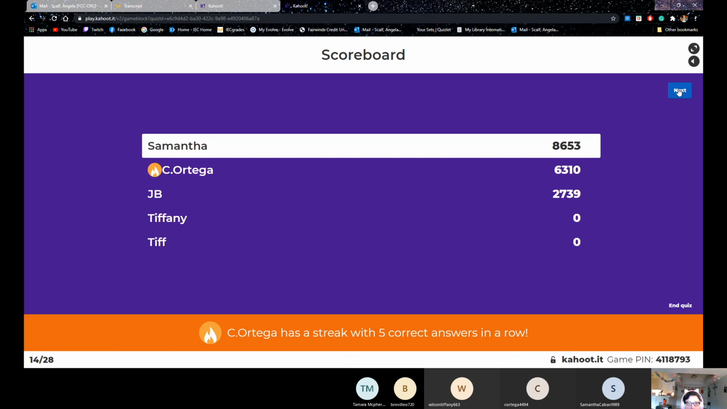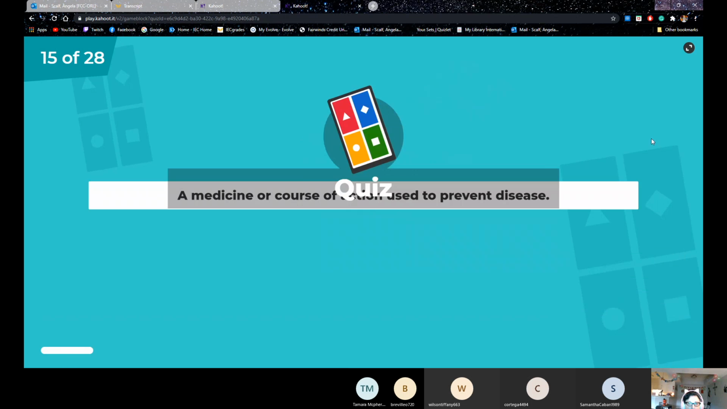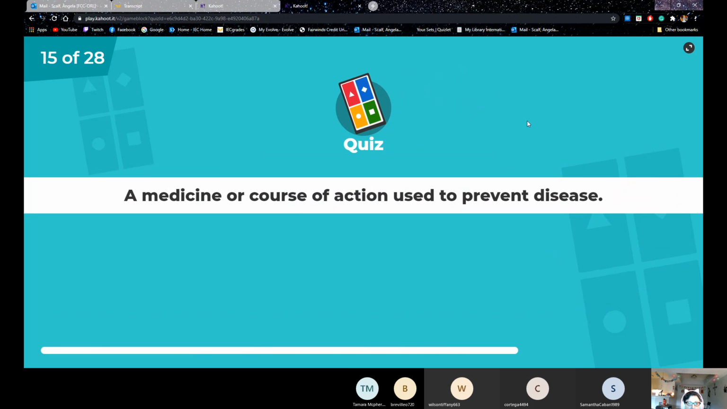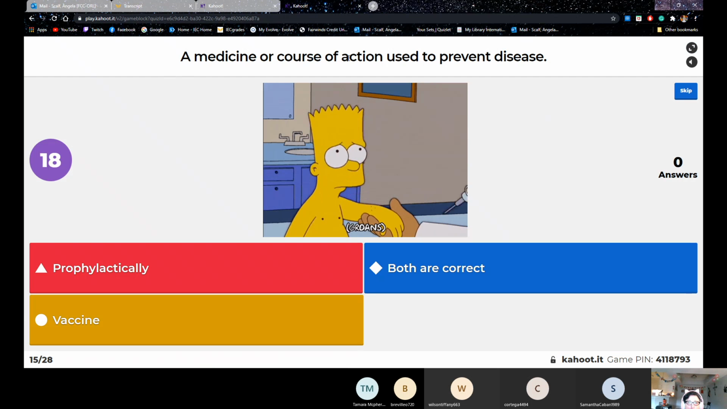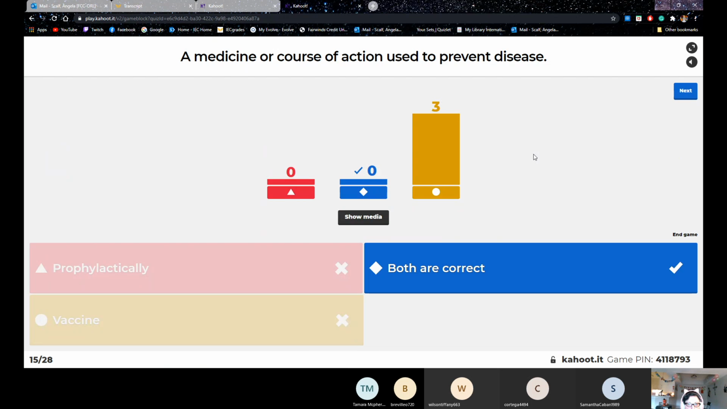Good. This partaker's on fire now. A medicine or a course of action used to prevent a disease. Both are correct. This was a trick one.